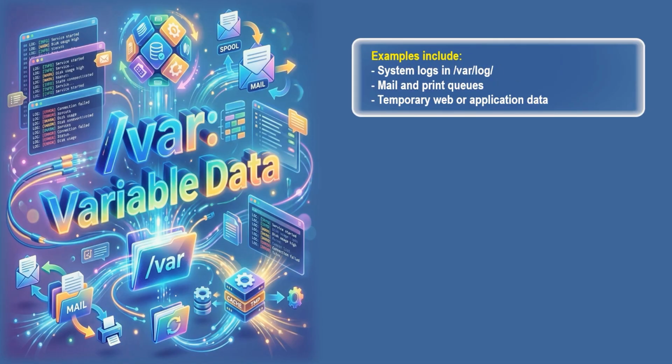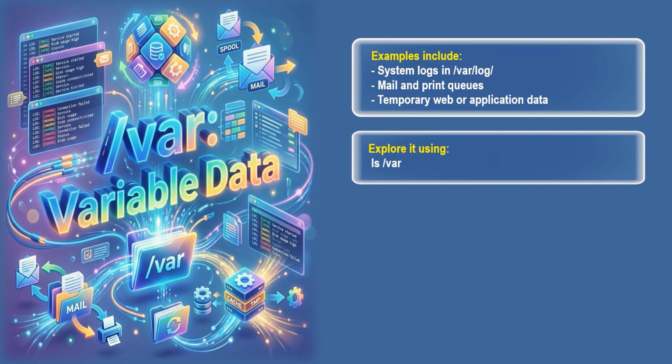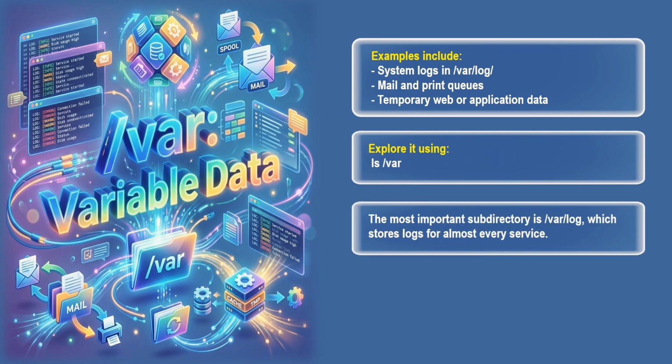Now another folder is /var, where we have the variable data. This directory holds the variable files that change over time. A few examples are system logs. You can find the system's logs in the /var/log folder. Similarly, we can see the mail and print queues and temporary web or application data with ls /var. And the most important subdirectory is /var/log. We store logs for almost every service.